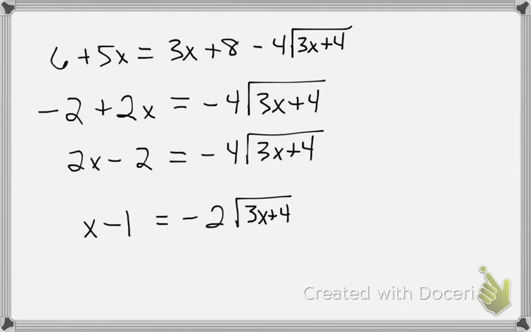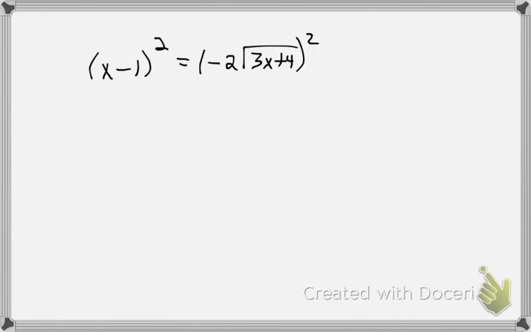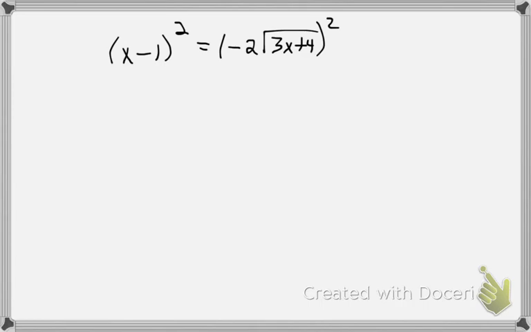Now I can square both sides. So I have x minus 1 all squared, and then I have negative 2 square root of 3x plus 4 all squared. What do I write for my next line? x squared minus 2x plus 1.